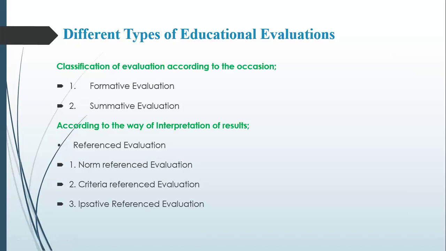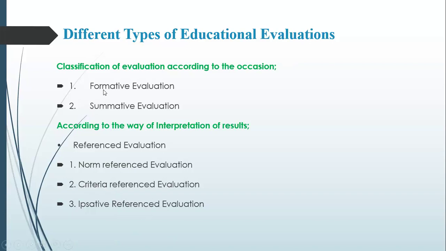If you ask what the different types of educational evaluation are, it is also the same: there are formative and summative evaluation according to the occasion. According to the interpretation of results, norm reference evaluation, criterion reference evaluation, and ipsative reference evaluation. There should be criterion. I will correct it and send it to you.